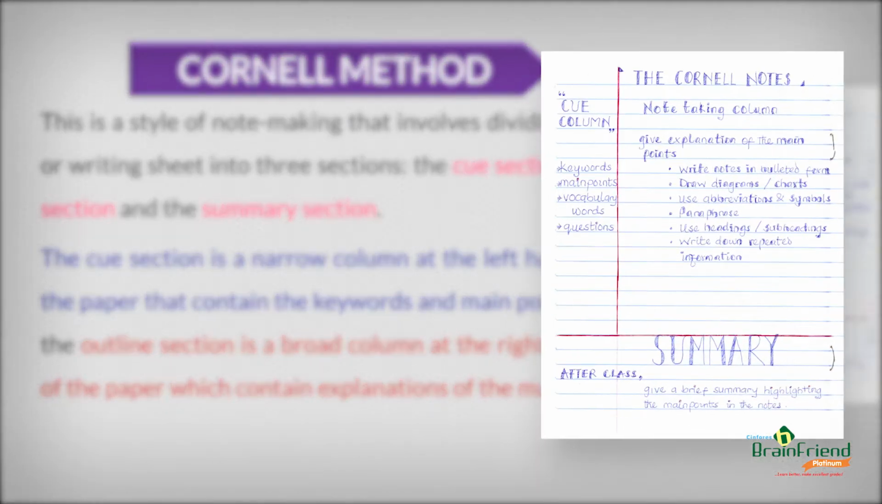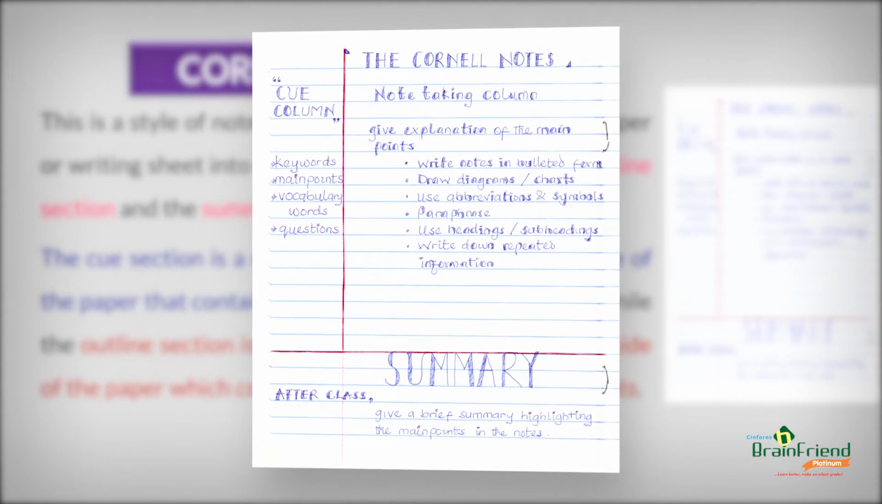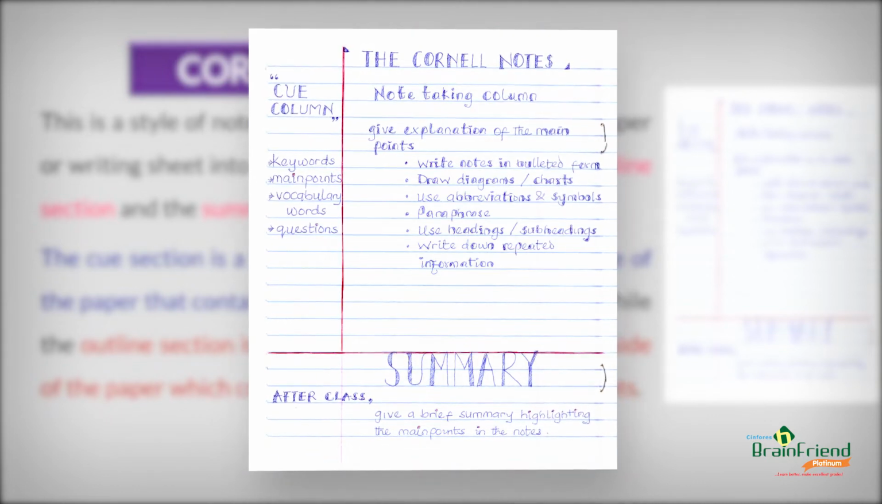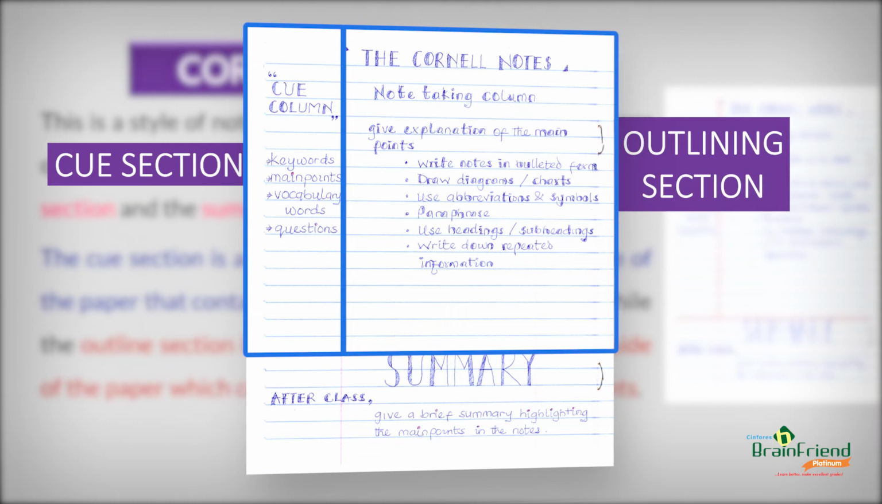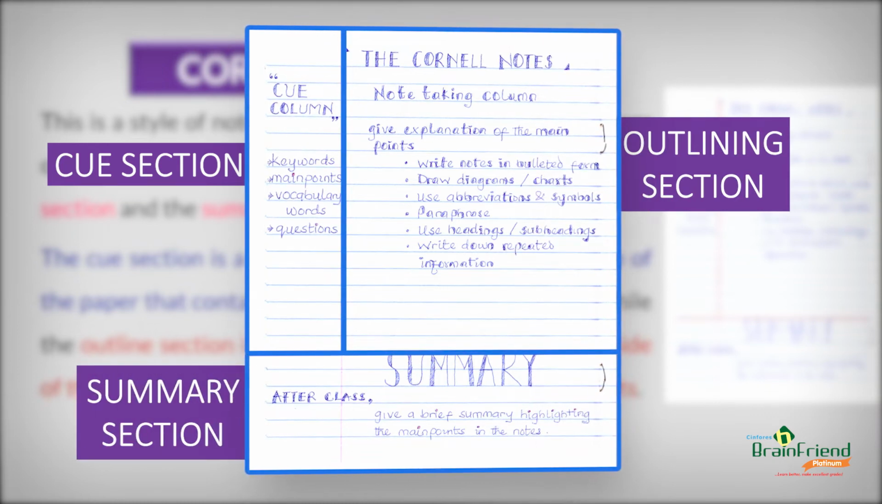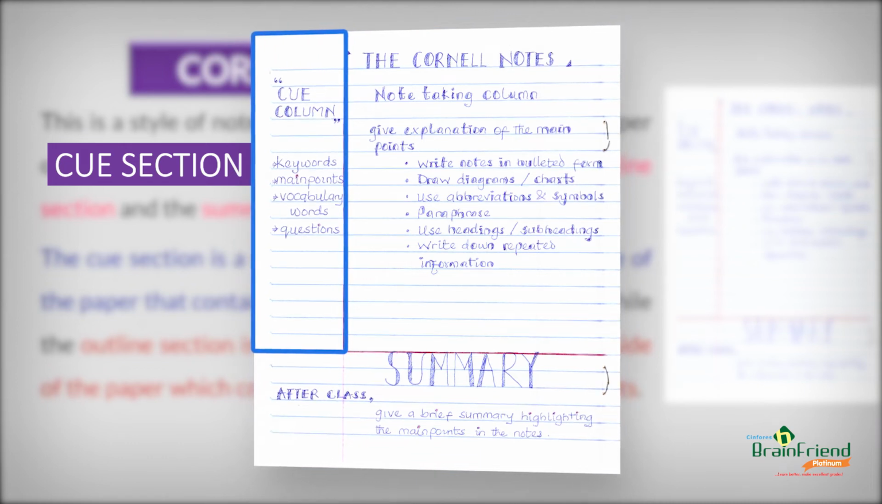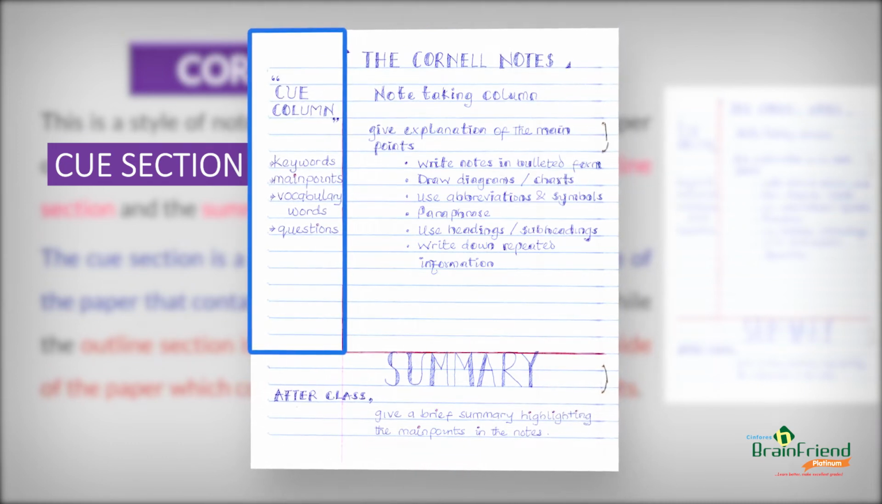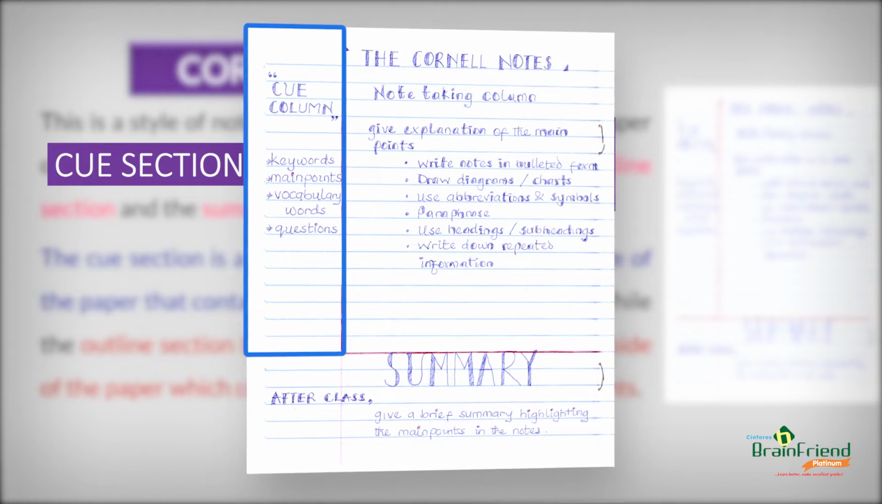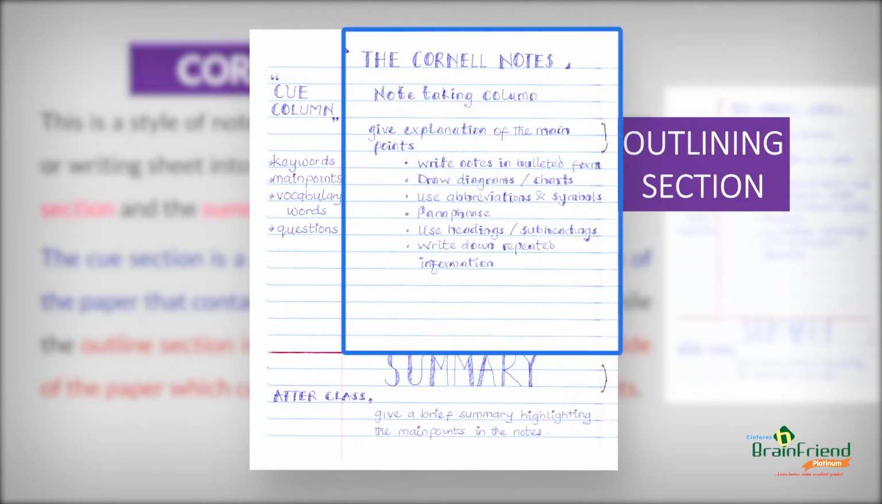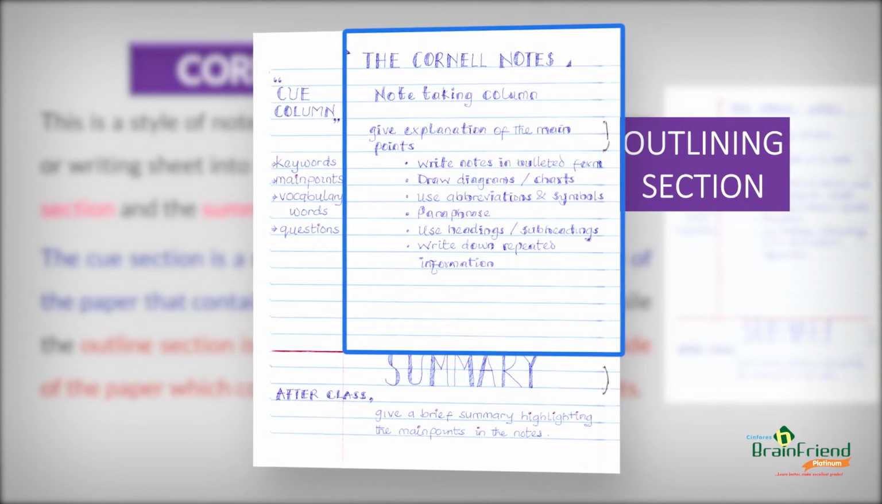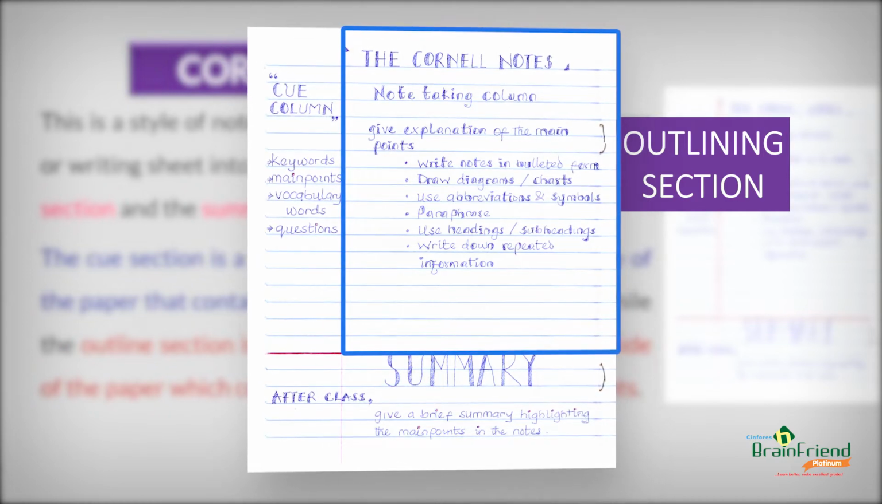This method involves dividing your writing paper or sheet into 3 sections. We have the cue section, the outlining section, and lastly, the summary section. The cue section is at the left-hand side of your writing sheet that contains the keywords and main ideas of your notes. Next, we have the outlining section, which contains the explanation of the main ideas and key phrases.